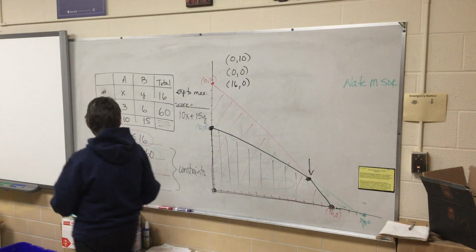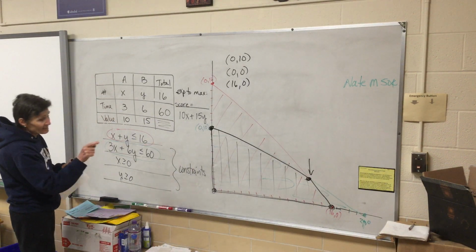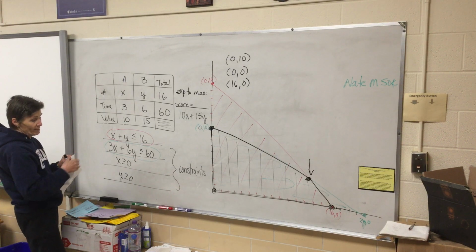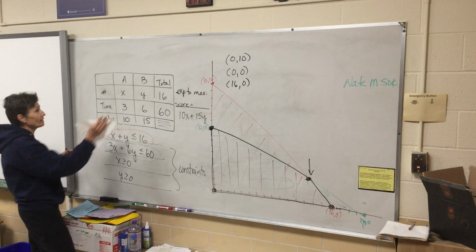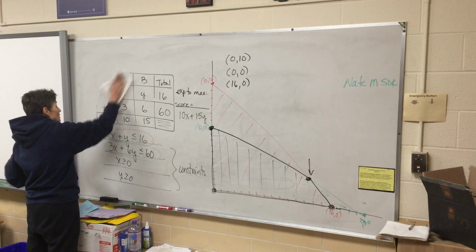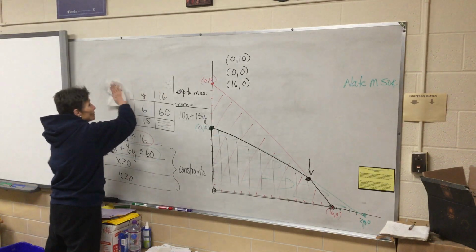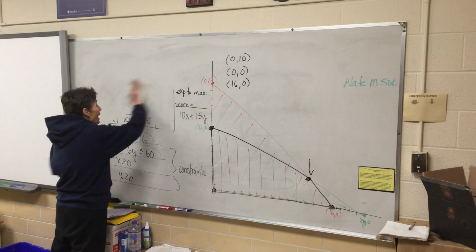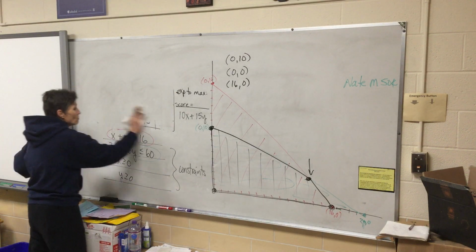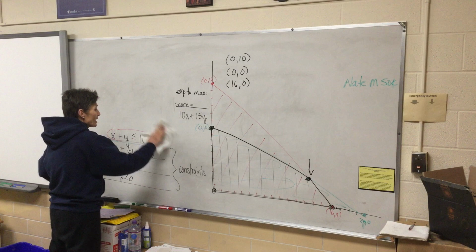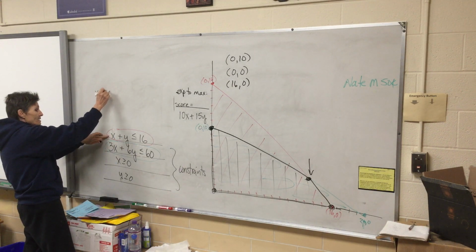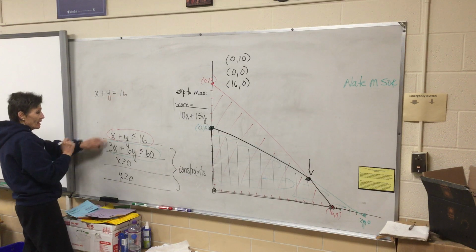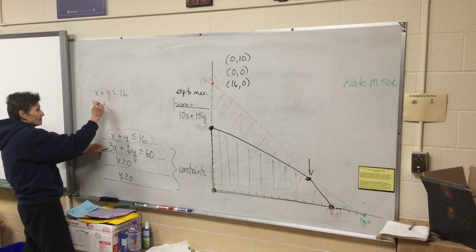So here's what I'm going to do. That black point is the intersection. I'm going to go ahead and erase my table. You've got that written down, so it's good. That black point that I don't know is the intersection of the red line and the green line.